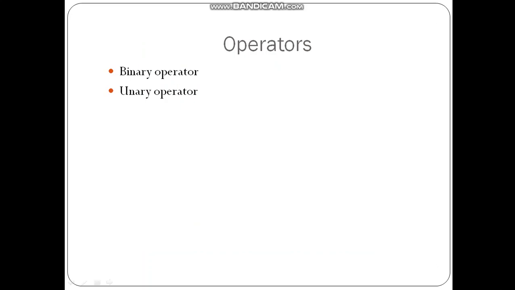Welcome everyone. Today I am going to discuss the operators that are used in the C language. There are two types of operators: one is the binary operator and the other is the unary operator. Now, what do we mean by operators? Let me show you.